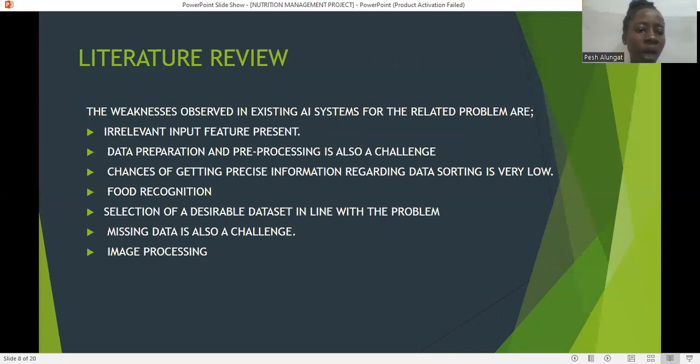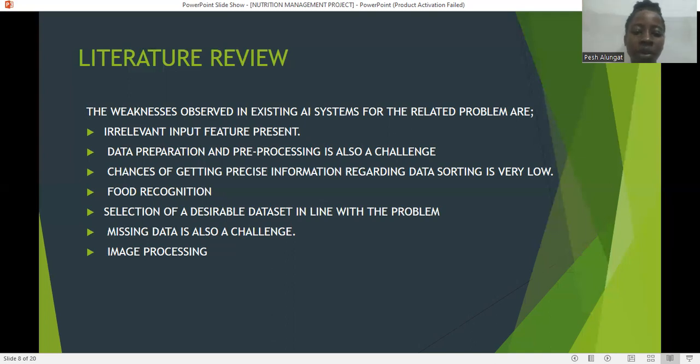So we have the literature review, and here we are mainly looking at the literature gaps in the existing technologies, which include irrelevant input features. You look at certain systems, they lack the input features, maybe cameras that can scan and visualize. Data preparation and pre-processing is also a challenge in the existing technologies. Chances of getting precise information regarding data sorting are very low. Food recognition, yes, most systems have problems comparing food recipes that are a combination of similar food types. Maybe you can find portion beans, then portion groundnuts. So the systems face challenges in recognizing the nutrients in those food types.